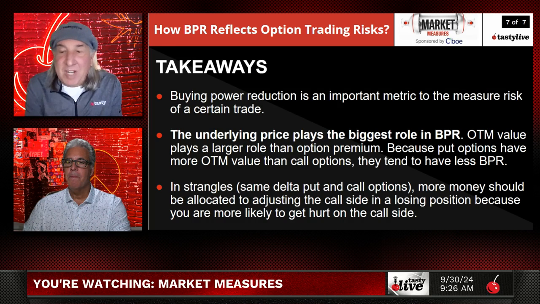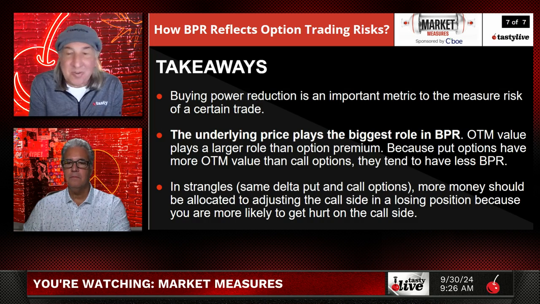So the buying power reduction is an important metric to measure risk on a trade. It is the risk. Essentially, that's how we look at it. The underlying price plays the largest role in buying power, and then comes other things like out of the money value and everything else. But the difference between in the money, at the money, out of the money, it's all going to be very close to being the same thing.